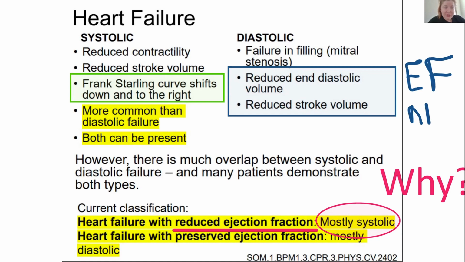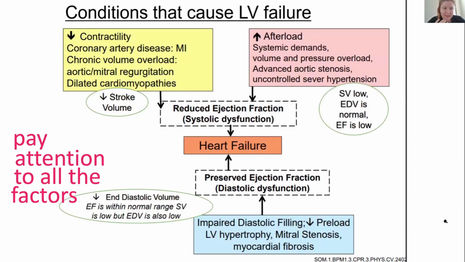So if we're reducing stroke volume here, we're going to change the value of the ejection fraction. But look here, in diastolic, stroke volume is reduced, but you also have a reduction in end diastolic volume. So even though both of these factors are changing, you're not changing ejection fraction because both of these are going down. Whereas in systolic heart failure, you're only getting that reduction in stroke volume, and so you are going to have that reduction in ejection fraction. That's why a lot of questions will say systolic heart failure and talk about ejection fraction in that way. That's a good way to distinguish between those.